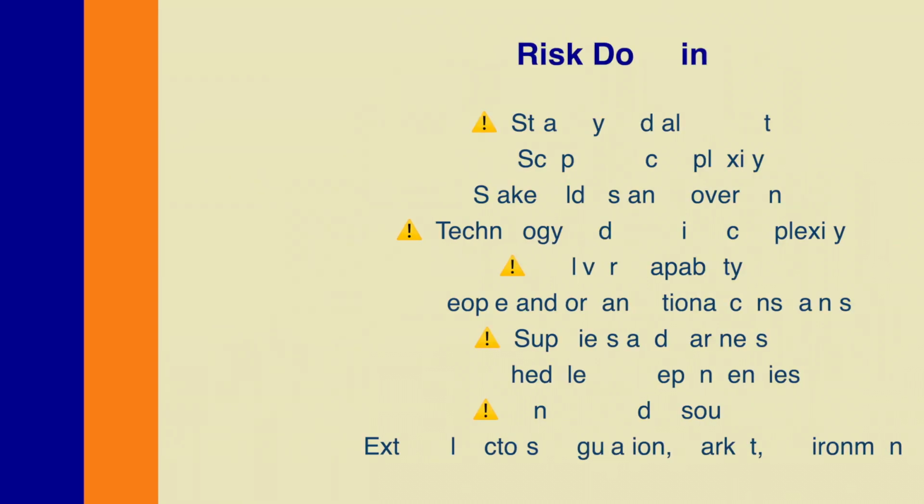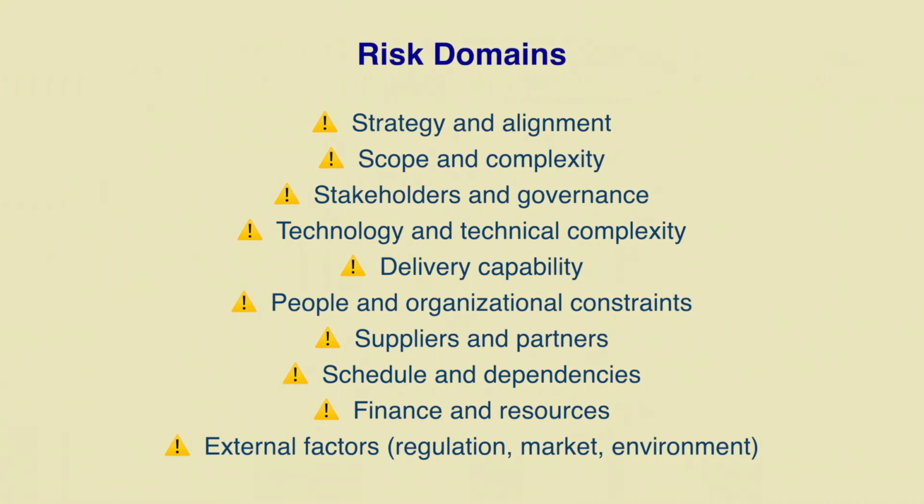Typical domains include strategy and alignment, scope and complexity, stakeholders and governance, technology and technical complexity, delivery capability, people and organizational constraints, suppliers and business partners, schedule and dependencies, finance, budget, resources, and external factors like regulation, market, or environment.